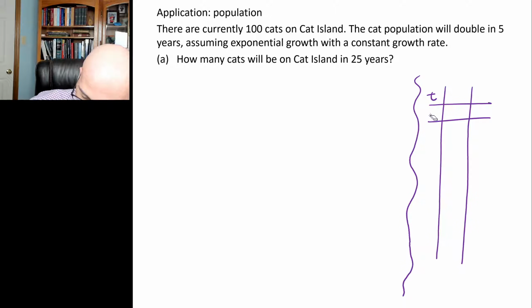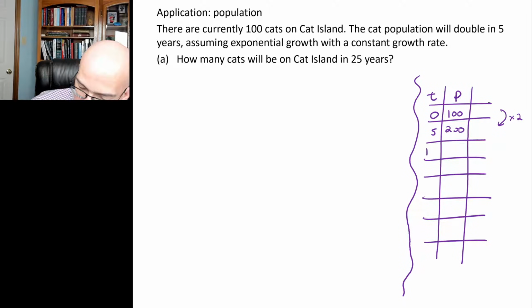So time on that column, population on this column. And every time we do a jump, we times 2. So population was 100. At time 5, it's going to be 200. Just a different way to write it. At time 10, it'll be 400. At time 15, it'll be 800. Time 20, 1600. At time 25, 3200.